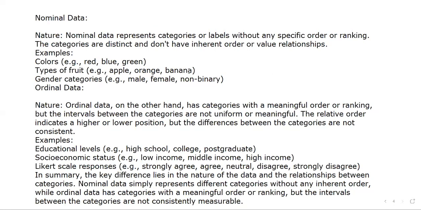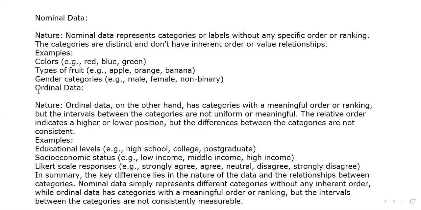So nominal data represents categories or labels that are without any specific order or ranking. So these are distinct. They don't have intersections. For instance, you have red, blue, types of fruits. This should be an apple, it can be an apple, orange. You have male, female, okay? So they're distinct. They're like discrete values.